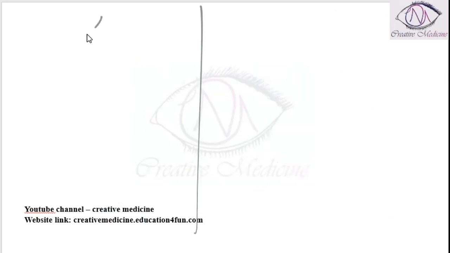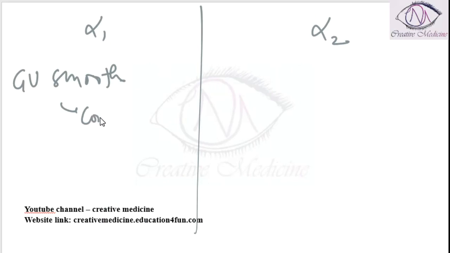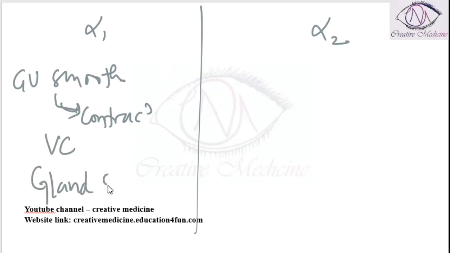Then the actions of alpha 1 and alpha 2. Alpha 1 on the genitourinary smooth muscles causes contraction. As a result, it will prevent micturition of the bladder, leading to urinary retention. It will cause constipation also. So this alpha 1 causes vasoconstriction. It is important in gland secretions and the gut.